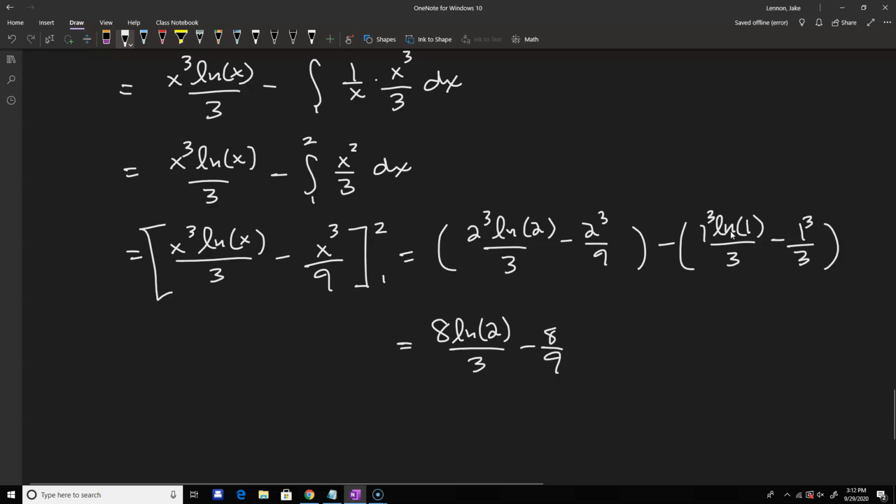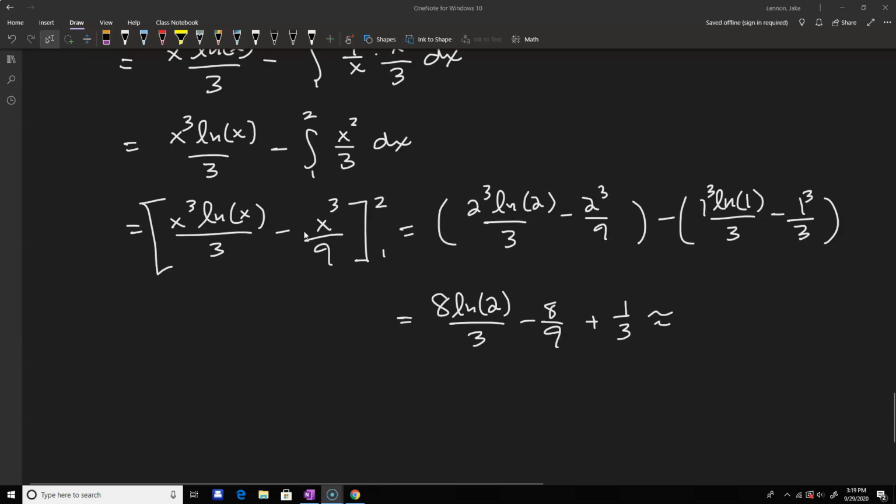And then the natural log of 1 is 0, so that first term in the second part drops out, and then we're going to be adding 1/3. So you can do this in your calculator if you want. Sorry, there is one slight error here. It's 1 cubed over 9 at the end, not 1 cubed over 3. So this should be minus 1 cubed over 9. Then when you distribute the negative, it's plus 1 over 9. So this comes out to about 1.07 when you put it into the calculator.